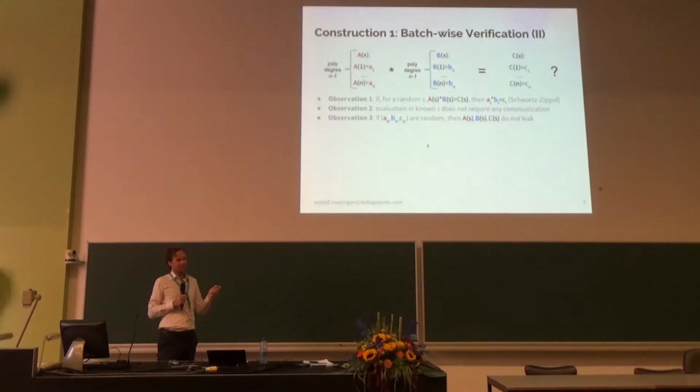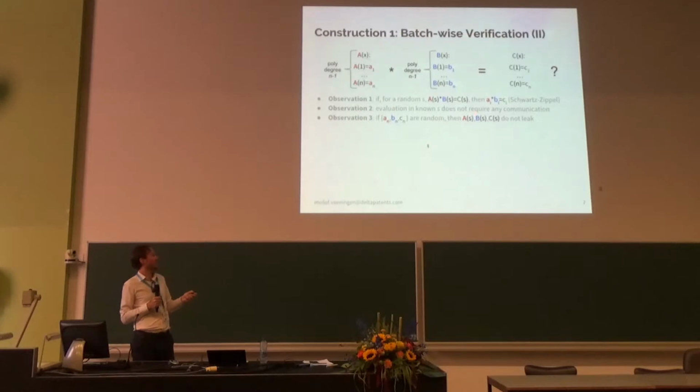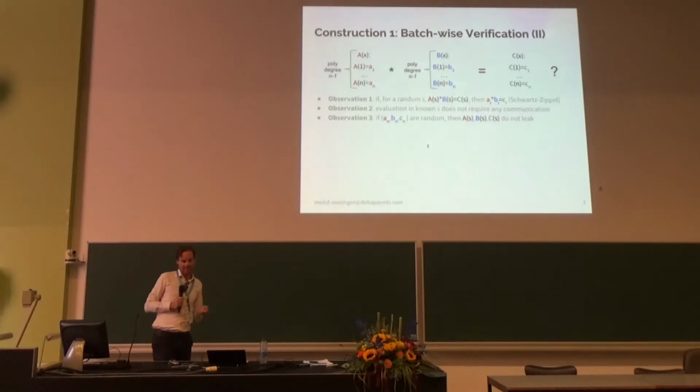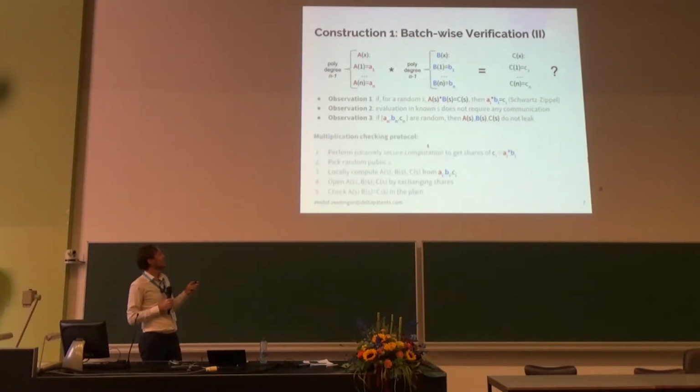If there's one triple that's random, so a, b, and c are random, then this value of A(S) does not leak any information about all of the other values in the triple. The same for B(S) and the same for C(S). So if one of the triples is random, then we can check that this multiplication holds simply by locally computing A(S), B(S), and C(S), reconstructing the values and checking that it holds in the plain. So these three observations give us a very efficient way of performing this batch-wise verification.